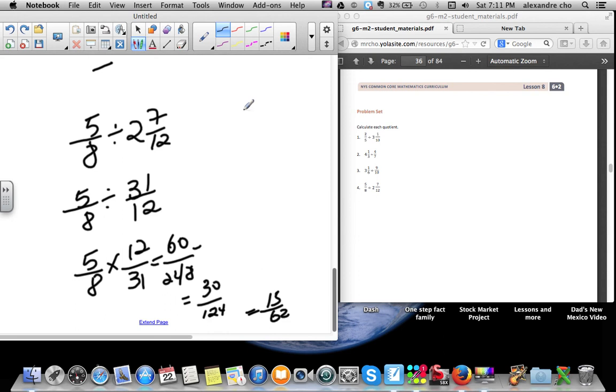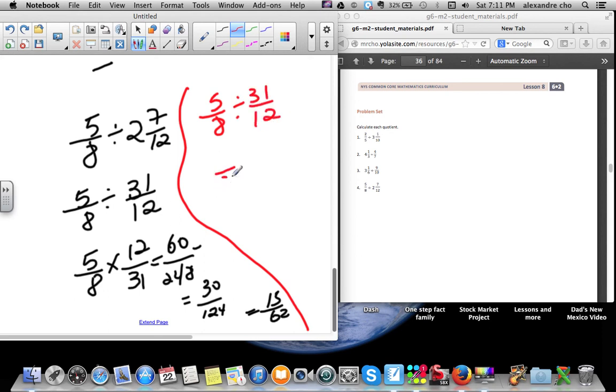So the other way would have been, and I'll change colors, instead of multiplying by the reciprocal, you're going to keep it as a division problem. So it's 5 over 8 divided by 31 over 12. Now find the LCM, which in this case is 24. So find two equivalent fractions. The 8 becomes a 24 times 3, so it's 5 times 3, 15 on top. 12 becomes a 24 times 2, so it's 31 times 2, which is 62.